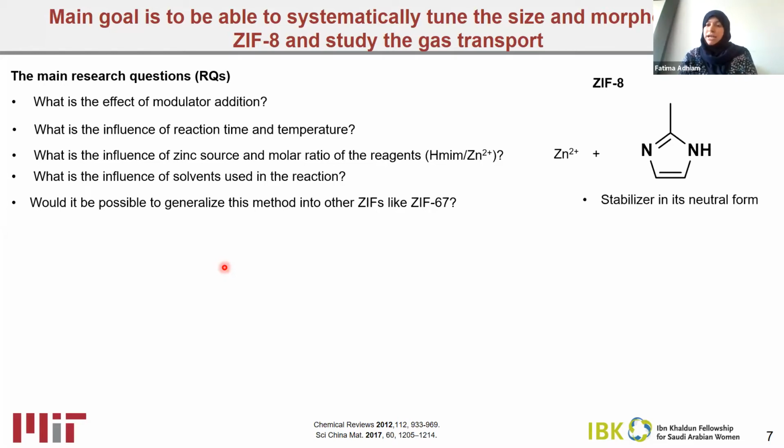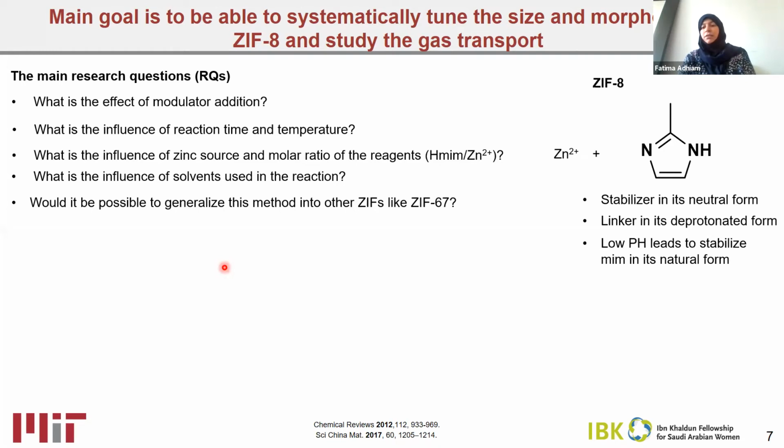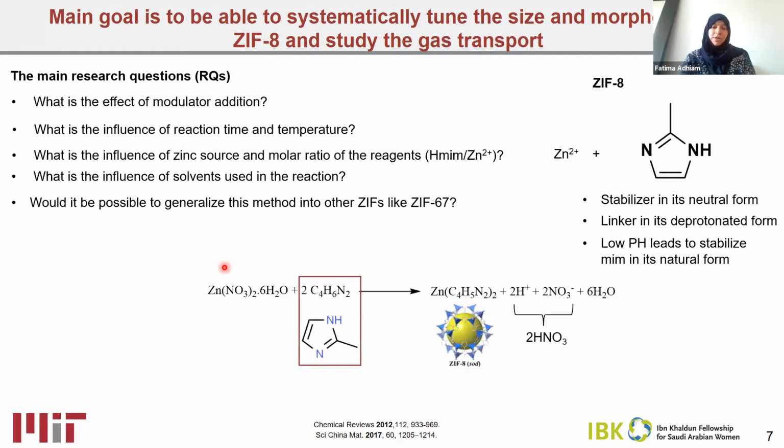Methylimidazole can work as a stabilizer in its natural form and as a linker in its deprotonated form. Furthermore, low pH can stabilize the linker in its natural form. Looking at the stoichiometric equation, we can see that as ZIF material is formed, nitric acid is also formed, and this would decrease the pH of the solution, which would limit the rate of the phase transformation. So the main reason to add the modulator in this case is to enhance the reaction by deprotonation of the ligand and nucleation of the material.